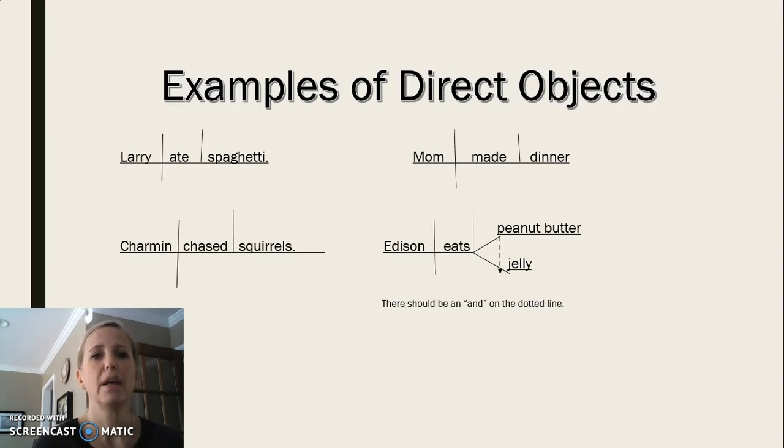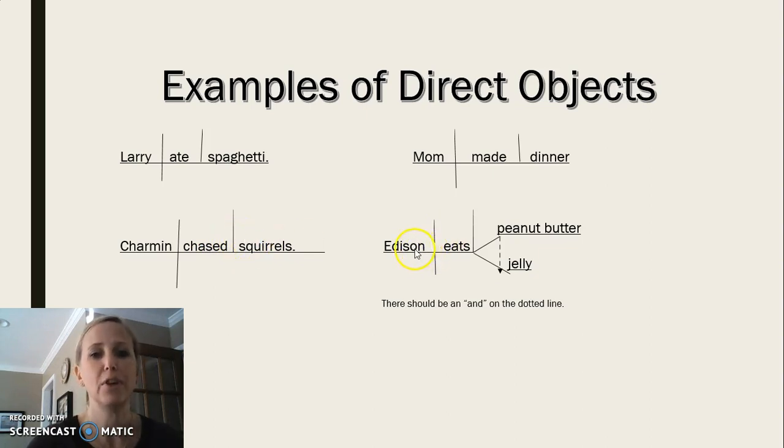Keep moving on. These are examples of direct objects and what they would look like if you diagrammed them. We've got Larry ate spaghetti. Notice the line ends right here. Spaghetti is a direct object because it answers the question, what did Larry eat? Mom made dinner, which by the way is what I'm doing after I finish this video. Dinner is your direct object. It answers the question of what did mom make. Notice that the line ends at the line. Charmin chased squirrels. Squirrels is your direct object. The line ends right there. What did Charmin chase? She chased squirrels.